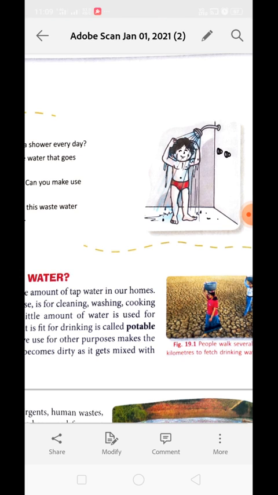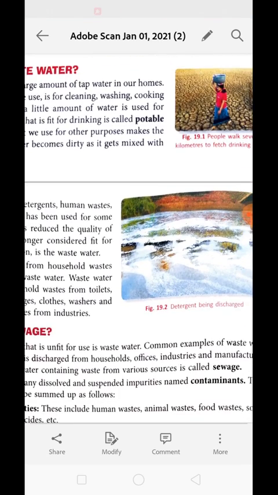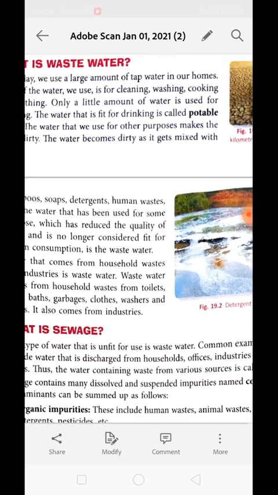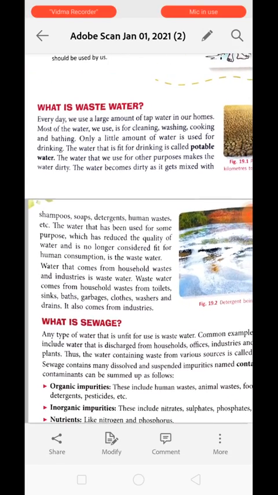The water that we use for other purposes makes the water dirty. The water becomes dirty as it gets mixed with several chemical substances or waste like shampoo, soap, detergent, human waste, etc. So the water that has been used for some purpose is known as wastewater. Why? Because of the use, the water quality has been reduced. Some substances which are not fit for human consumption mix into the water, and because of it the water is wastewater.